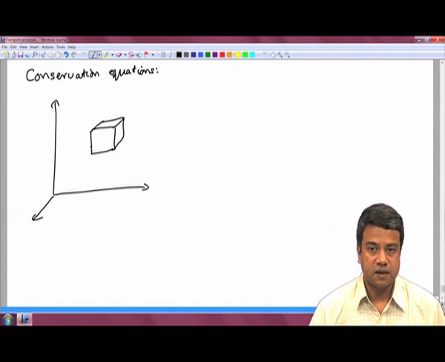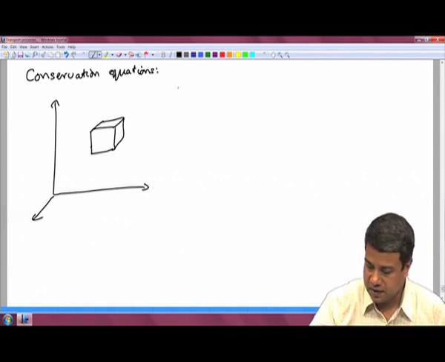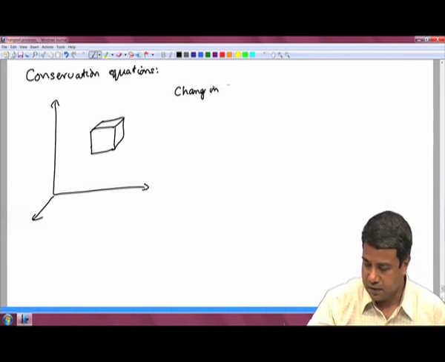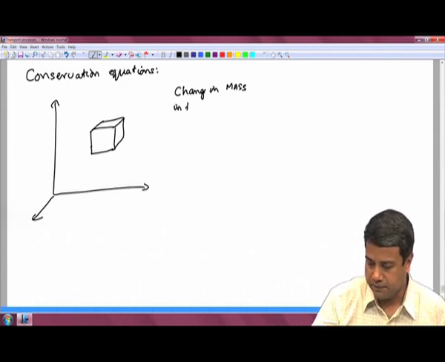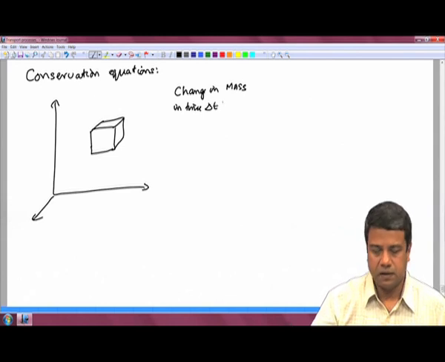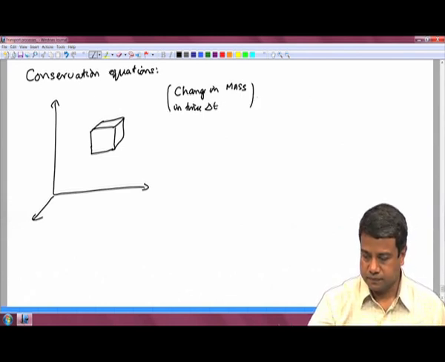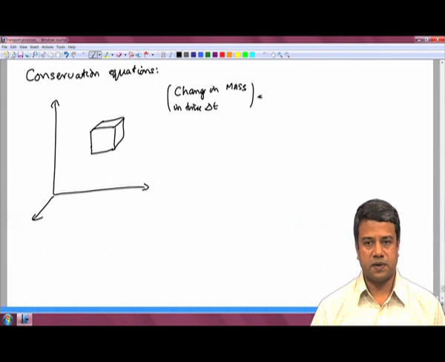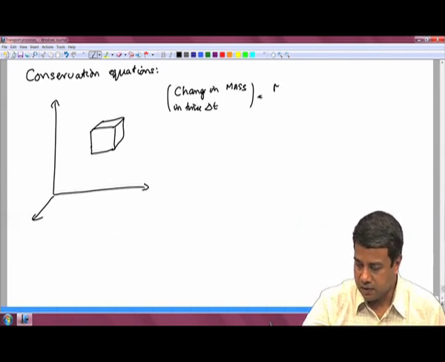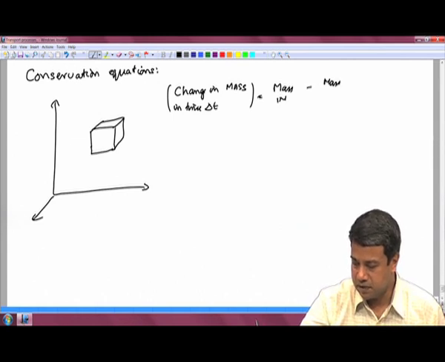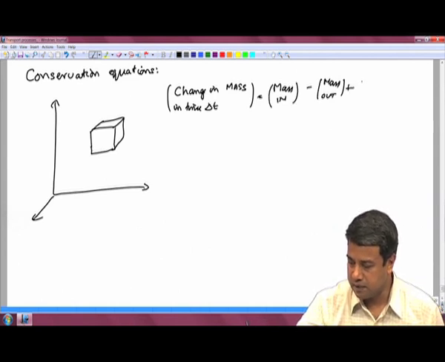So, for each of these we will write balance equations. Change in mass in a time delta t. The change in mass within a time delta t is going to be equal to mass in minus mass out plus any mass accumulation.